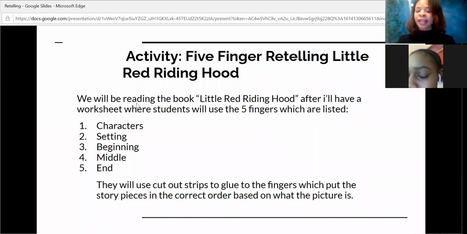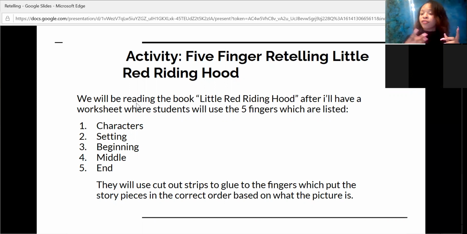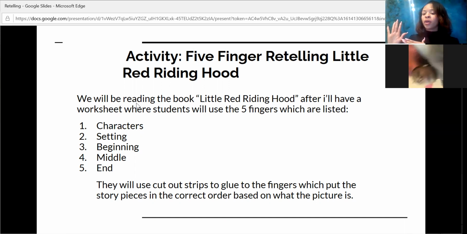So we're getting ready to do a little activity. Remember when we read Little Red Riding Hood? So now I want you to use your five fingers. You're going to write down the five finger retelling hand on your piece of paper. And I'm going to give you about 1 to 2 minutes. If you still have your notes from last week, or if you want to phone a friend, you can do that. You're going to need to write down the characters, and you can draw pictures. The characters, you can draw the picture. The setting, you can draw the picture. And for the beginning, the middle, and end, you can also draw a picture, or you can choose to write a small summary of what the beginning, middle, and end was.